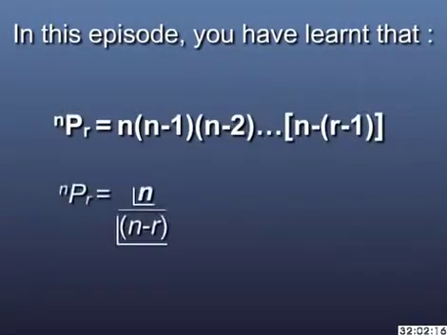In this episode, you have learned that let r and n be positive integers such that r is greater than or equal to 1 and r is less than or equal to n. Then the number of all permutations of n distinct things taken r at a time is given by nPr, which is equal to n into n minus 1 into n minus 2 into so on into n minus r plus 1. nPr is equal to n factorial upon n minus r whole factorial.